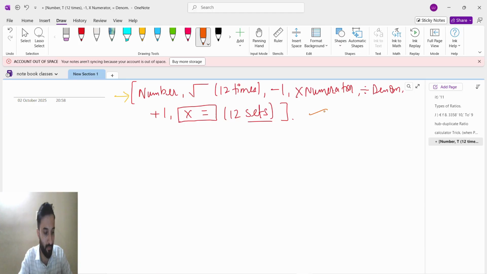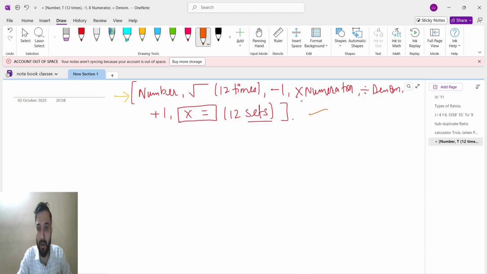1, 2, 3, 4, 5, 6, 7, 8, 9, 10, 11, 12. Starting it will be slow, guys, then later on you will get perfect at that. After pressing square root 12 times, we have to do minus 1. Then after every step press equal, so you will get the final answer.